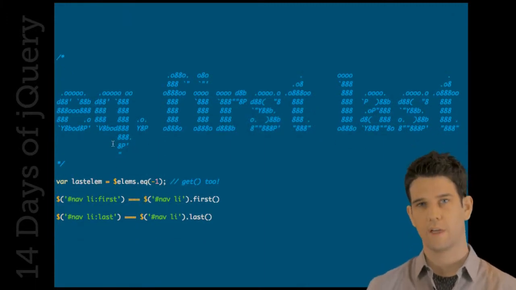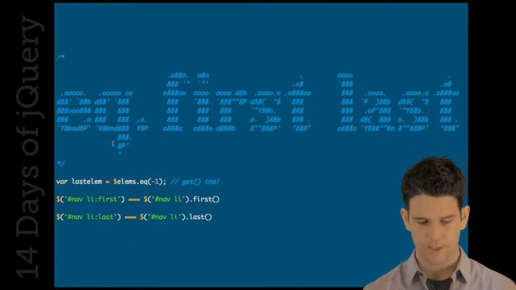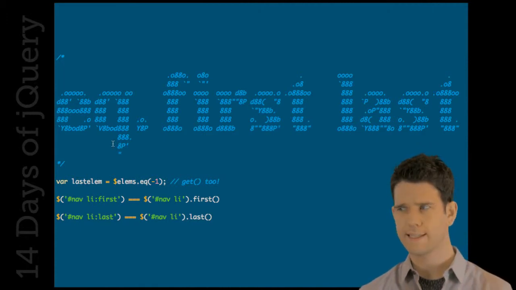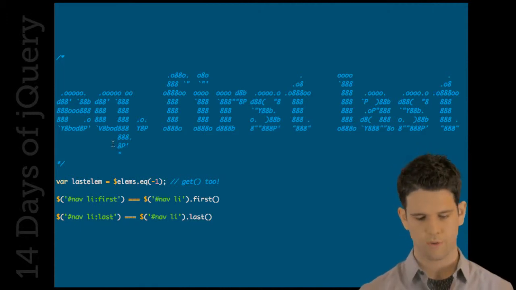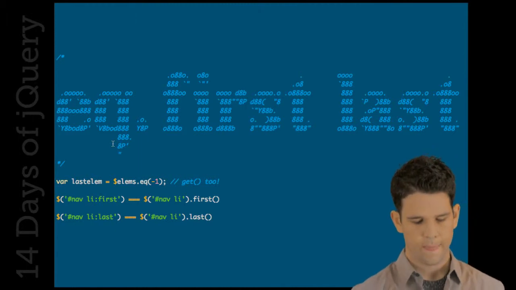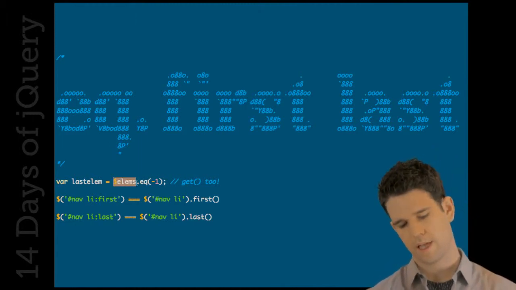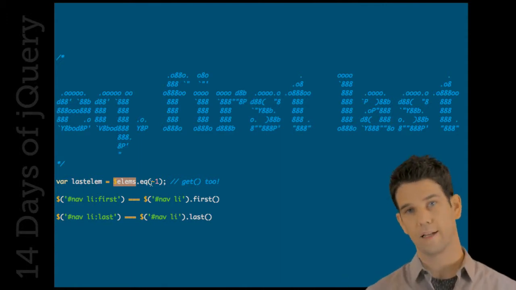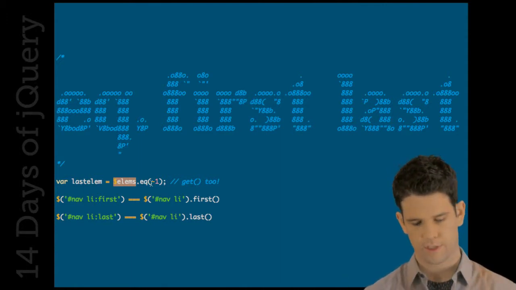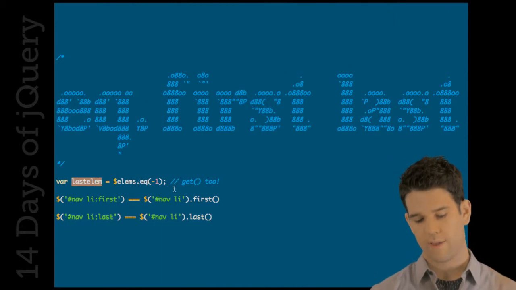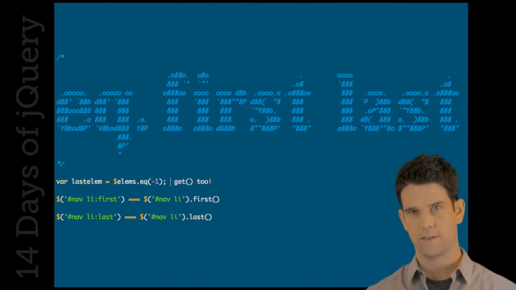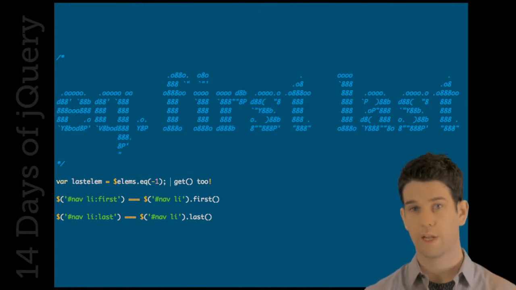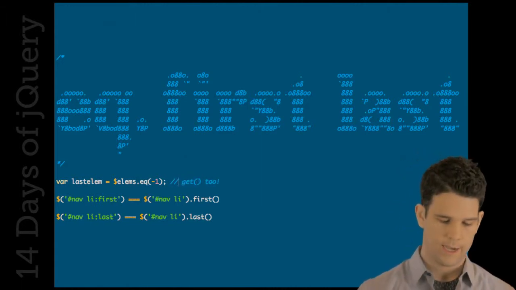EQ had some changes. So you can use negative indices when you pass them in. So if you're holding a bunch of elements and you pass the EQ in -1, it's going to pull the last element of that set and return it to you. Also I want to point out that the get method, which gets the native DOM element traditionally inside the jQuery object, also now accepts negative indices.